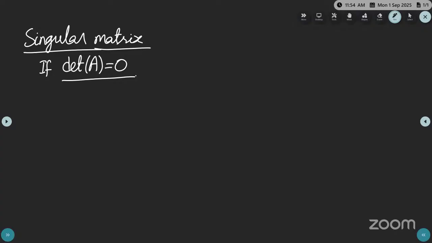Singular and non-singular you can also say based on the eigenvalues. I will tell you when we get to those. Eigenvalues and eigenvectors are the last part of this linear algebra. Then I'll discuss about it.